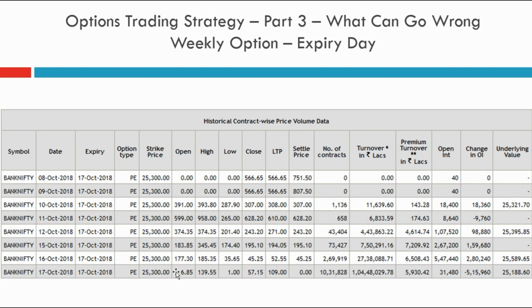This option opened at 6, it went as high as 140. Just think about the person who has written at 7, 8, 10. He's seeing the position rise against him by 10 to 14 times. And one thing I'll tell you, if you have looked at an option chart for a weekly option, it does not rise slowly. Once the position starts going against you, this 10 becomes 20, 60, 80, 100, 120 in no matter of time. You just won't be able to exit.